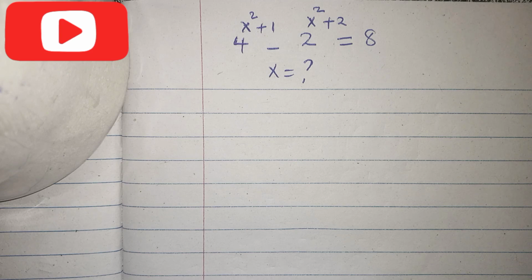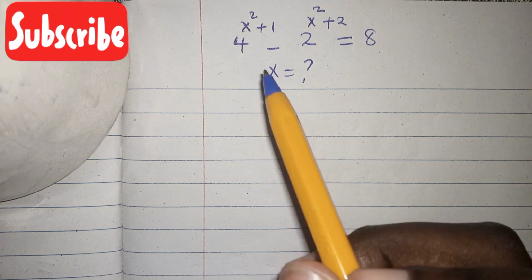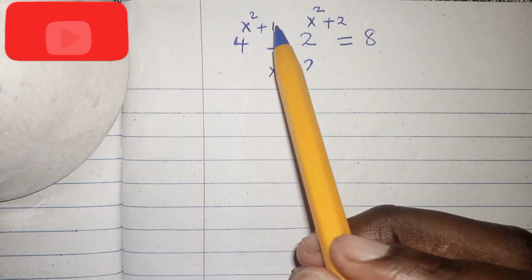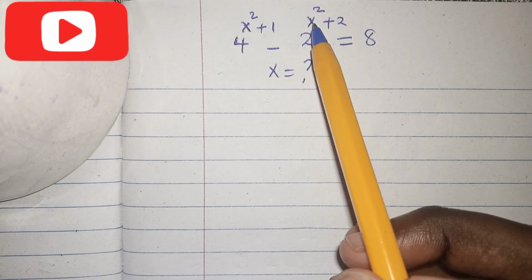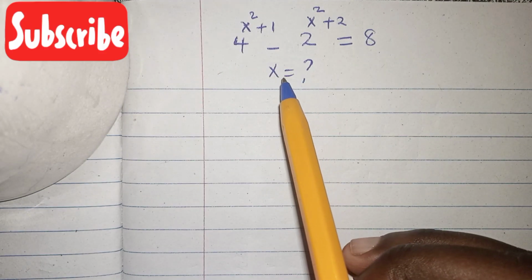So today I'm bringing you this nice equation that I want us to solve for the value of x when given 4 to the power of x squared plus 1 minus 2 to the power of x squared plus 2 is equal to 8. So what is the value of x?